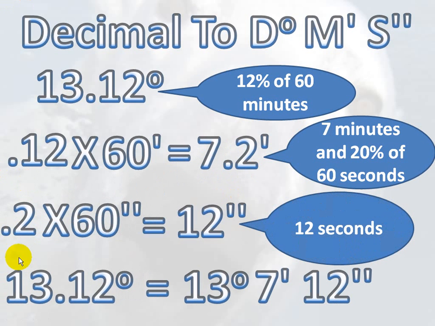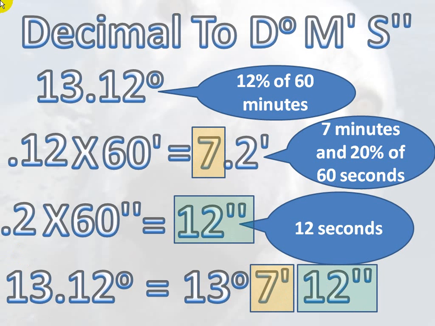13.12 degrees is 13 degrees, 7 minutes, and 12 seconds. Now remember, we got the 7 minutes from our first computation. In other words, we look at how many whole minutes we have. We leave off the decimal part. Now, the 12 minutes comes from when we took this decimal part and multiplied it by 60.